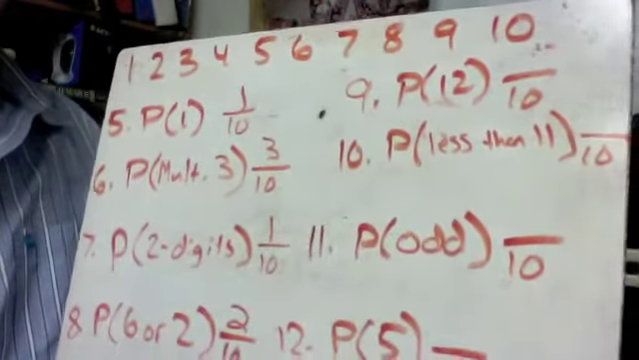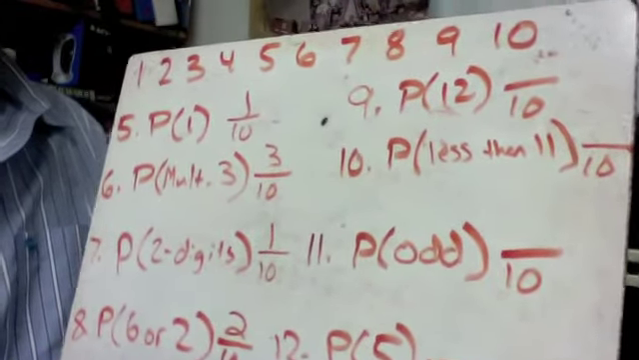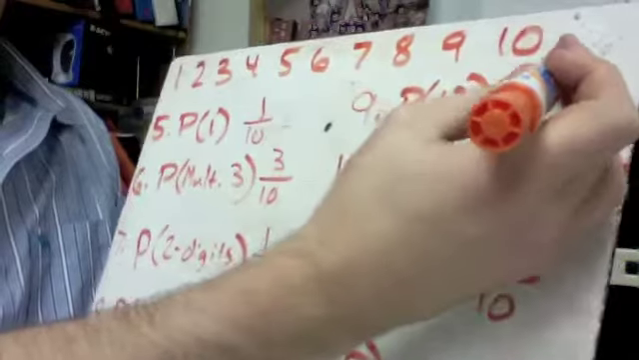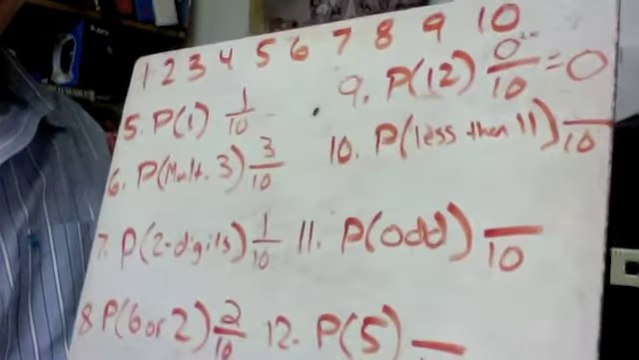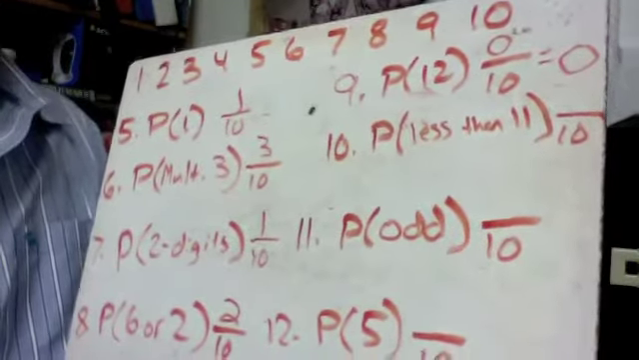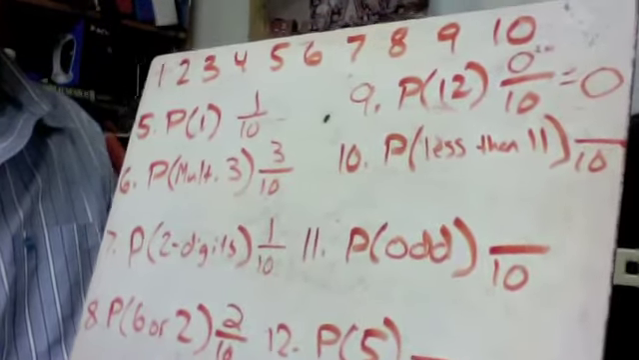Probability of getting a 12. This is one of those ones that is never going to happen, okay? 0 out of 10, which equals 0. Remember, it can never be less than 0, but 0 is the lowest probability you can get, meaning it's never going to happen. You can't get a 12 here.